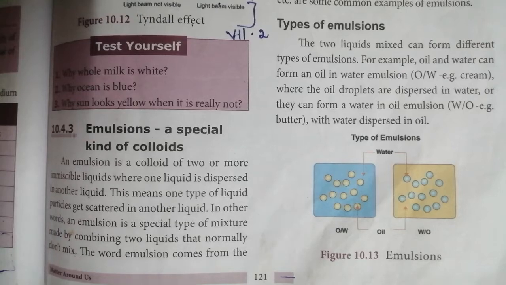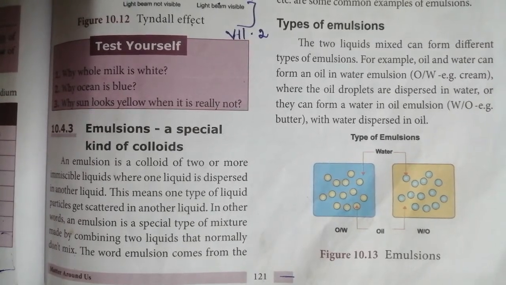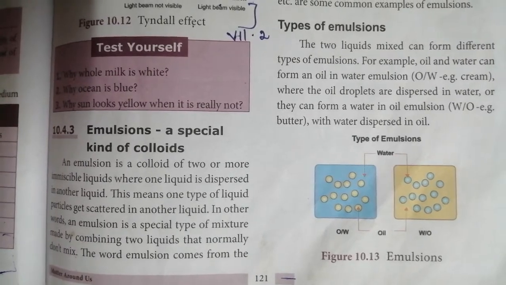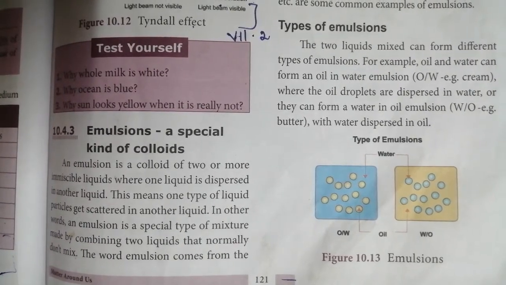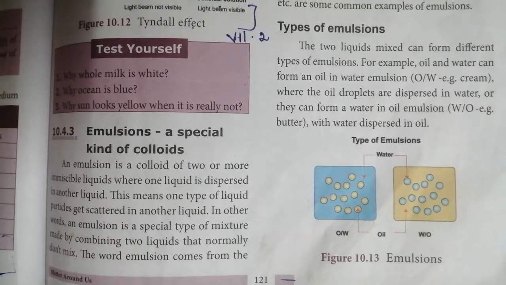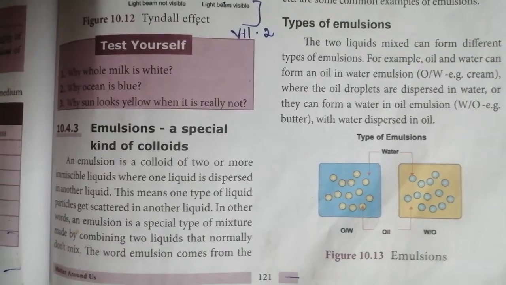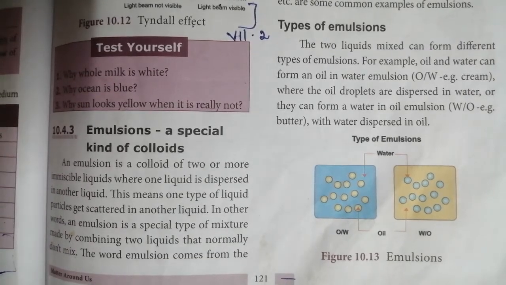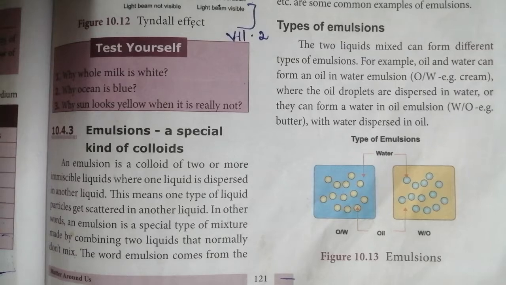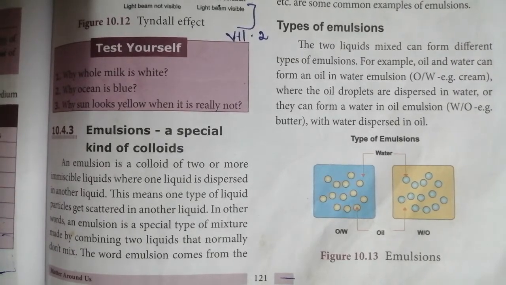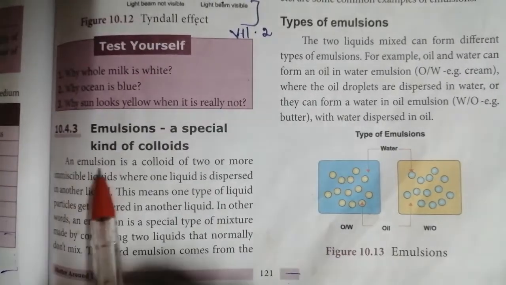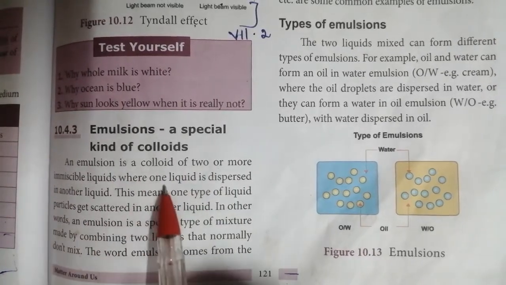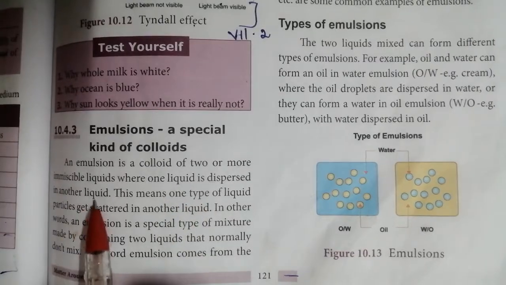Then the next topic is emulsion. You know emulsion, we already studied this word. Emulsion means liquid with liquid. Like that, we studied some examples, that is milk, butter, oil in water. These are the examples we studied under emulsion, right? An emulsion is a colloid of two or more immiscible liquids, where one liquid is dispersed in another liquid.